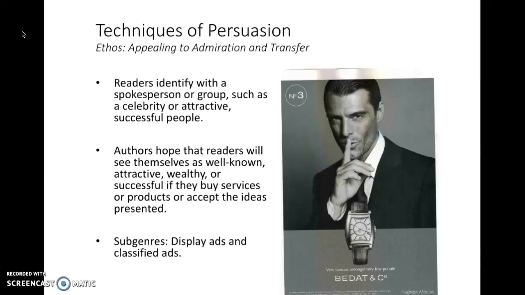So, using this technique of persuasion, readers identify with a spokesperson or group, such as a celebrity or an attractive, successful person, and authors hope that readers will see themselves as well known, attractive, wealthy, or successful if they buy the services or products or accept the ideas presented. So this is where you'll see a lot of celebrity endorsements, a lot of people who might be approachable, hawking certain products and really appealing to your ethos, hoping that your admiration for that particular person will transfer into you purchasing that product.